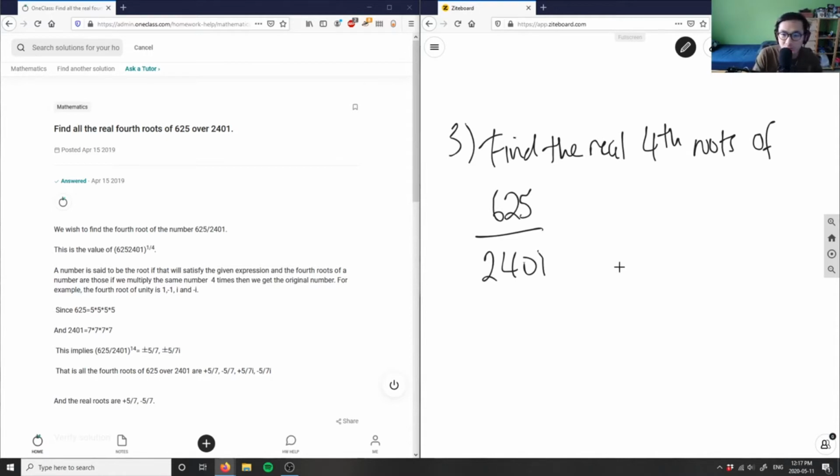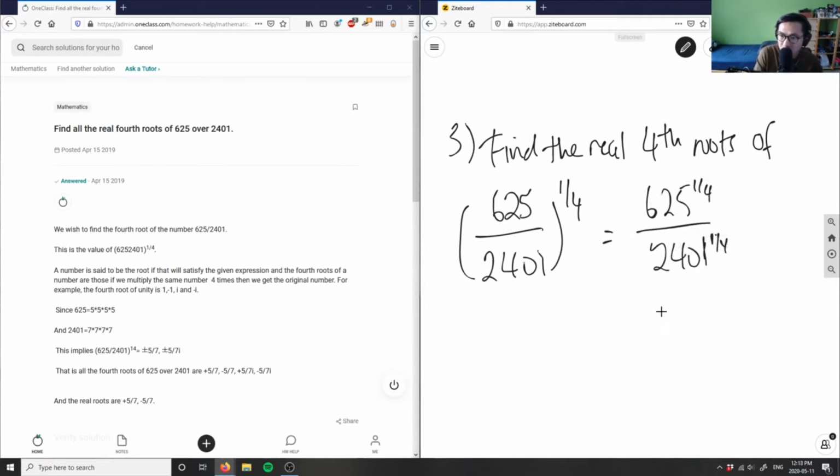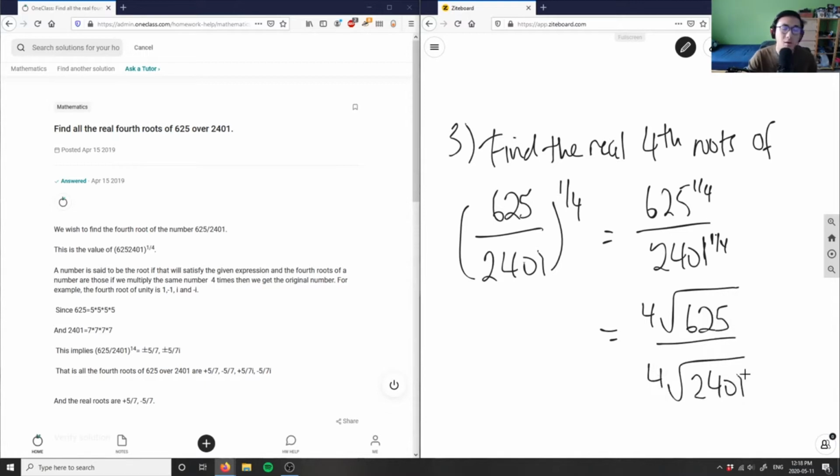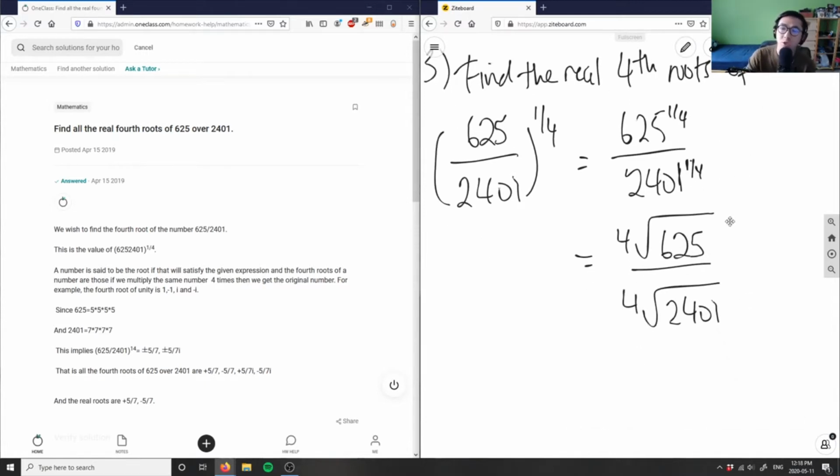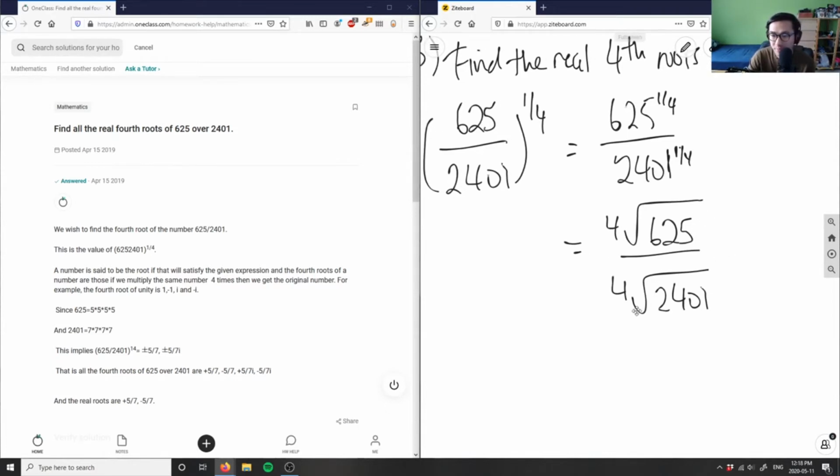So basically, I can either think of this as this entire fraction to the power of 1/4. So that simplifies to 625 to the 1/4 over 2401 to the 1/4. Or you can say it's the fourth root of 625 divided by the fourth root of 2401. These are all notations that you should be familiar with in terms of a fraction with an exponent changed to a square root or some type of nth root. So what we have here is some type of fourth root, right?